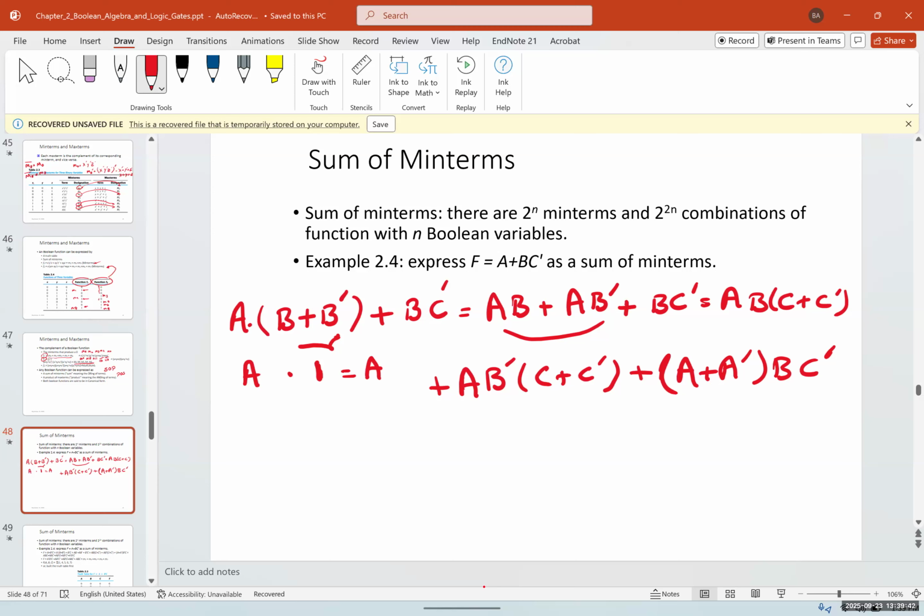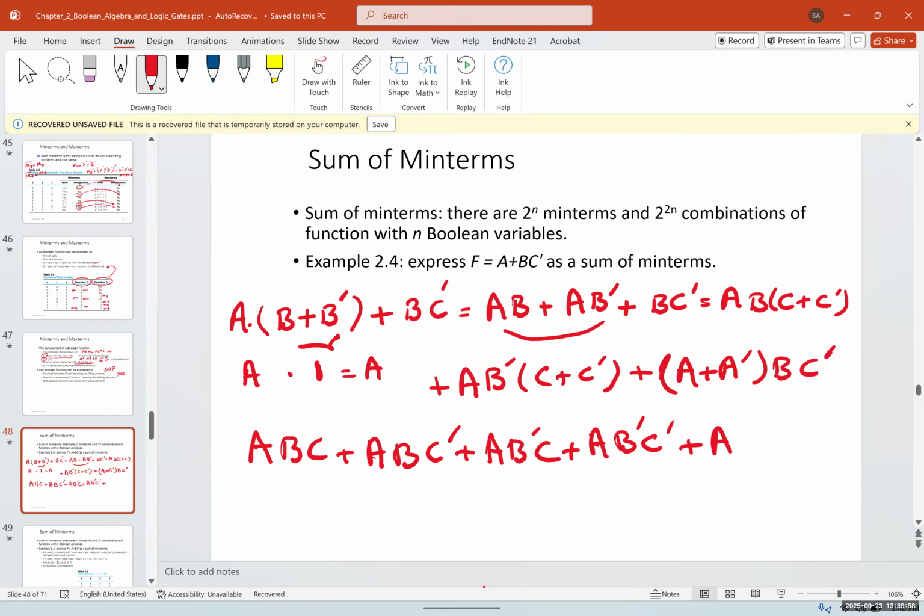And the final answer would be a b c plus a b c prime plus a b prime c plus a b prime c prime plus a b c prime plus a prime b c prime.